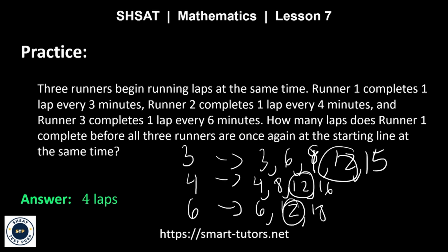But remember, always make sure to see what the question is asking for, and they're asking how many laps runner 1 would have completed before then. So at 12 minutes, runner 1 has completed 4 laps, so the answer is 4 laps.